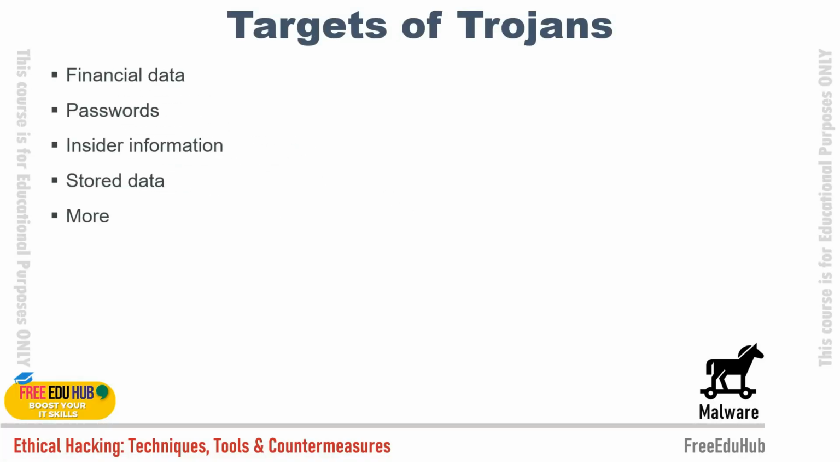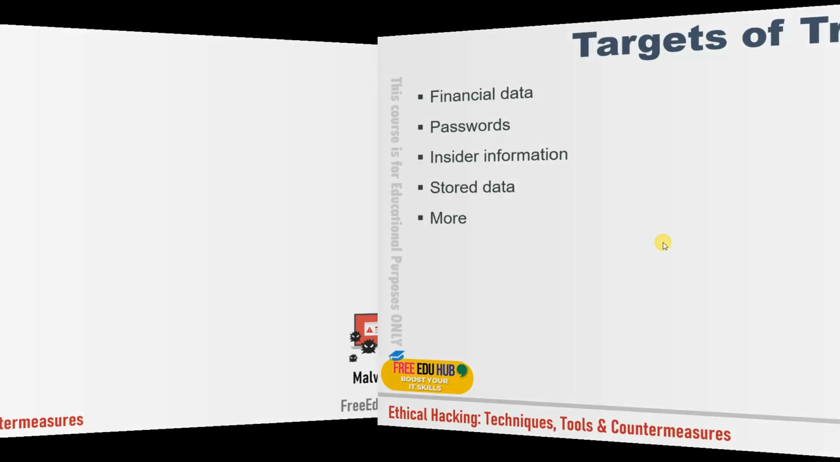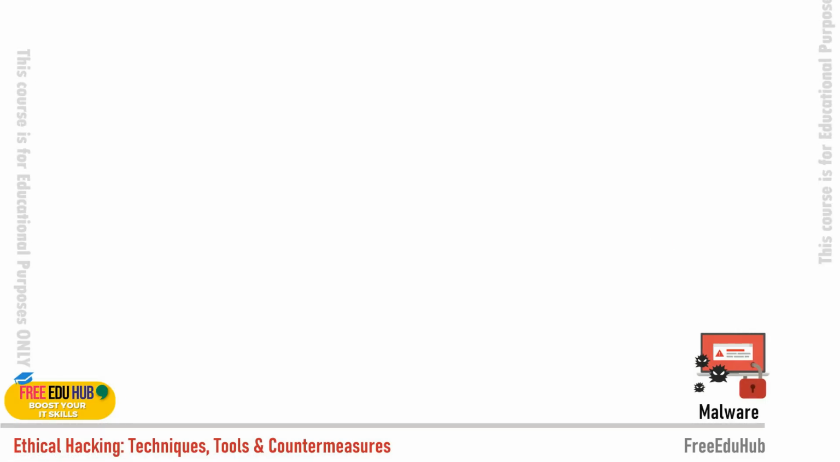Now, there are different targets of a Trojan. It can look for financial gain, it can look for your passwords, it can look for the information which is stored on the computer, and more. For example, it can affect the overall look of the screen, and it can change the right click and left click buttons of the computers. So it's capable of doing all those things.